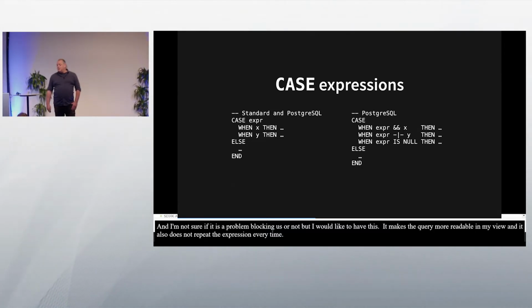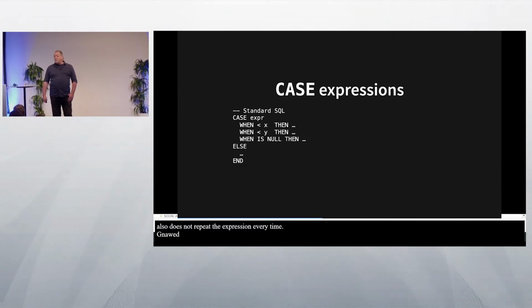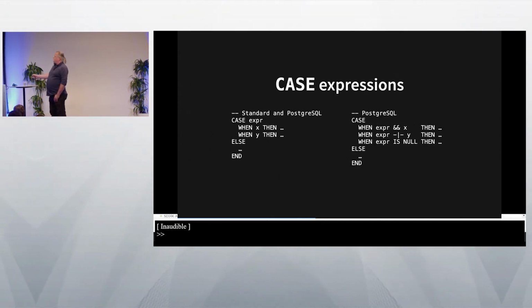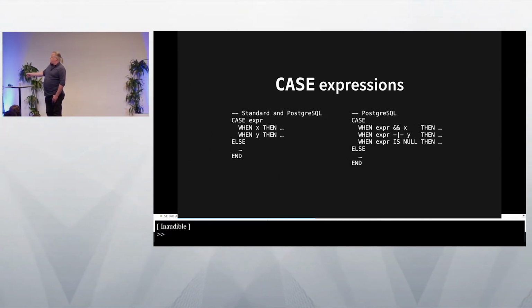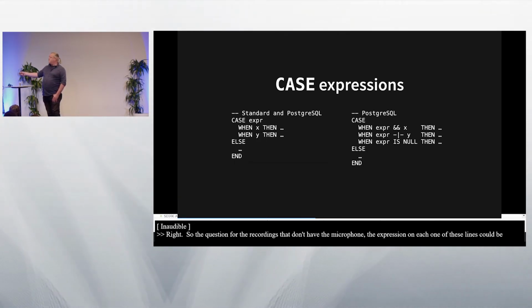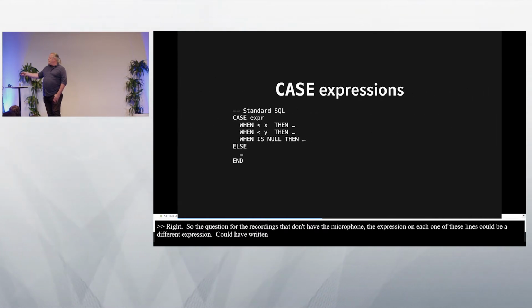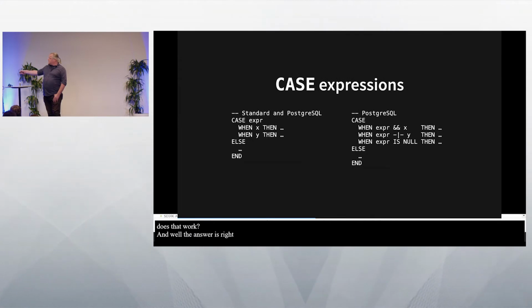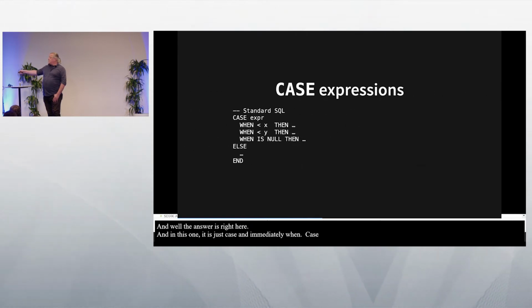Right. So if the expression would be different for every WHEN clause here, on the next one, how would you know if the expression should be the same or not? So the question, for the recordings that don't have the microphone: the expression on each one of these lines could be a different expression. I could have written expression one, expression two, expression three. And so in this version, if I'm removing that, how does that work? Well, the answer is right here. In this one, it's just CASE and immediately WHEN. So it's CASE WHEN, and then you need full expressions. And this one is CASE expression, and then WHEN, okay, partial expressions.